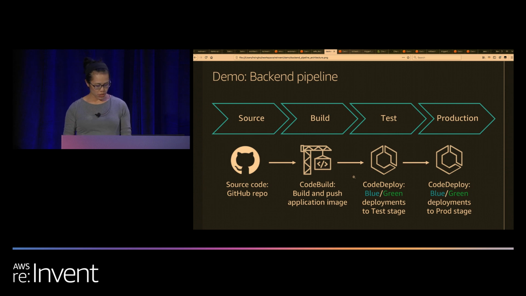So here's the overall structure of how my backend, my API pipeline looks like. Again, I have my source stage that's hooked into GitHub, so git push will trigger this. My build stage, which is powered by CodeBuild, and this, again, will build my Docker image and push it to my ECR repository. My test and production stages are now using CodeDeploy, blue-green deployment strategies.